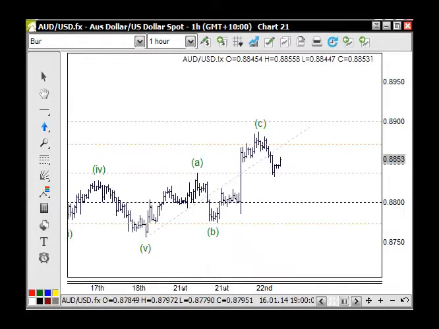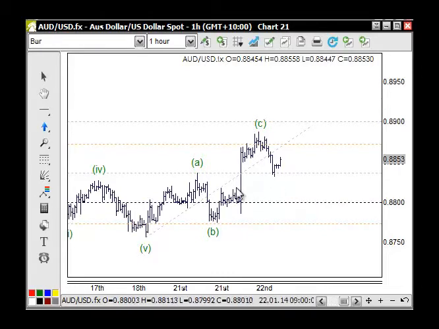The Australian dollar: off the low here, we were looking for an A and a B and a C. I didn't expect it to move up so quickly and so sharply, but that was just headline driven, so that's that. But what we're looking at here is a five-wave structure for the C wave here. So this A and B and C here can be finished here.